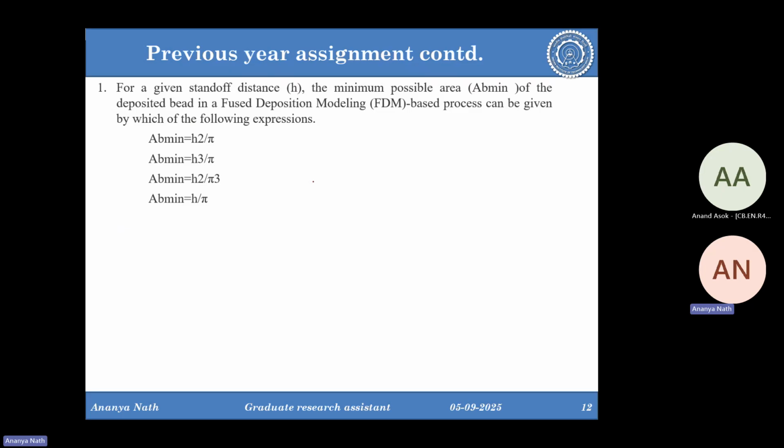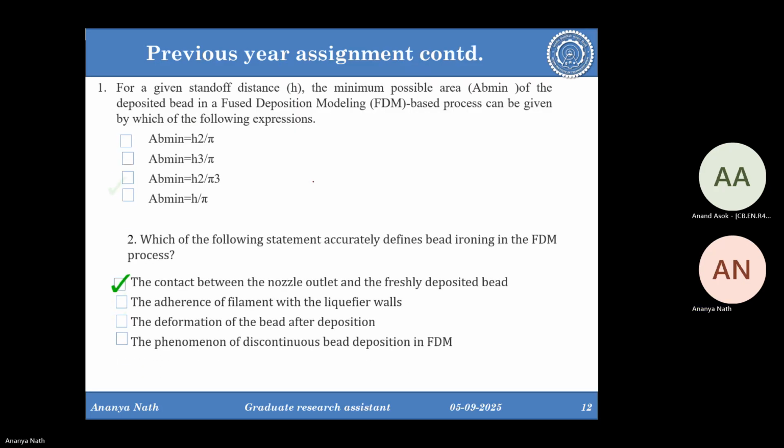So these are the questions of previous to previous year, because I was a TA in previous year also. So these are the questions I was having. So we can just discuss about these questions as well, so that you can get more idea which type of questions can come. For a given standoff distance h, the minimum possible area of the deposition bead in a fused deposition modeling based process can be given by h squared by pi.